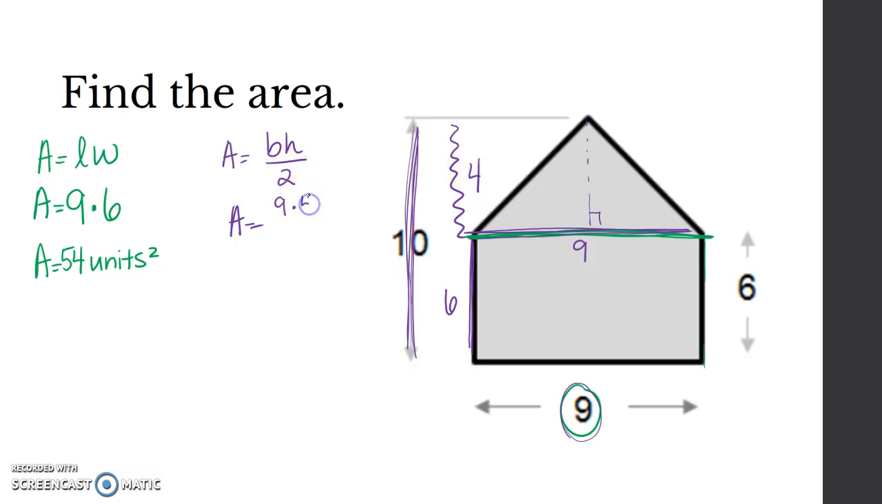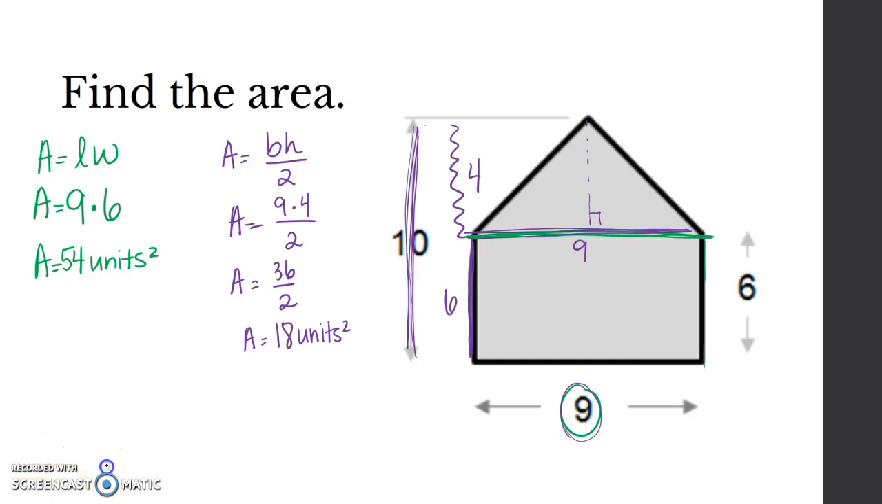So we're going to multiply 9 by 4, divide by 2. So 9 times 4 gives us 36. Divide that by 2, and we should get the area of 18 units squared. So I got this 4 because the entire height of the shape is 10 units. We've already used 6 units for the height of the rectangle. So whatever is left over, which is 4, has to be the height of that triangle.